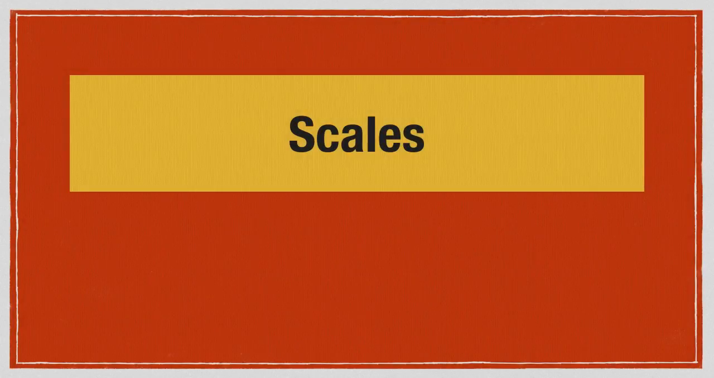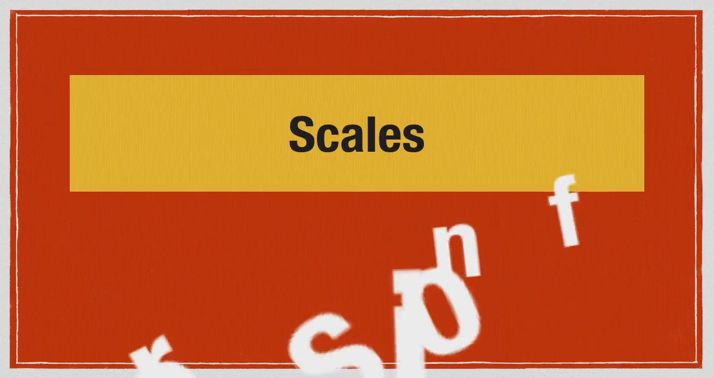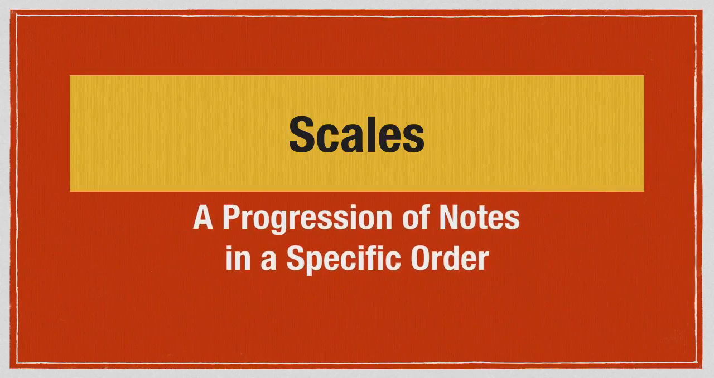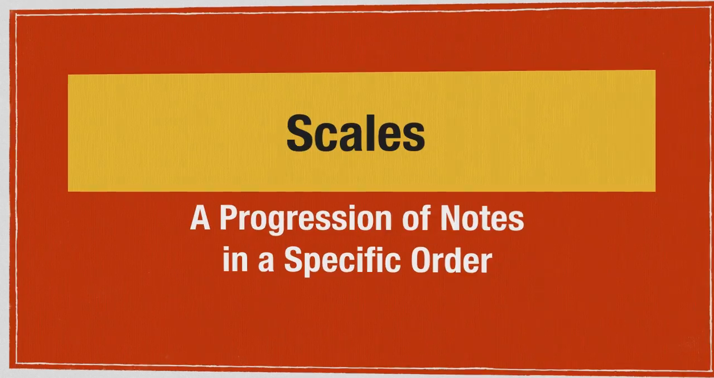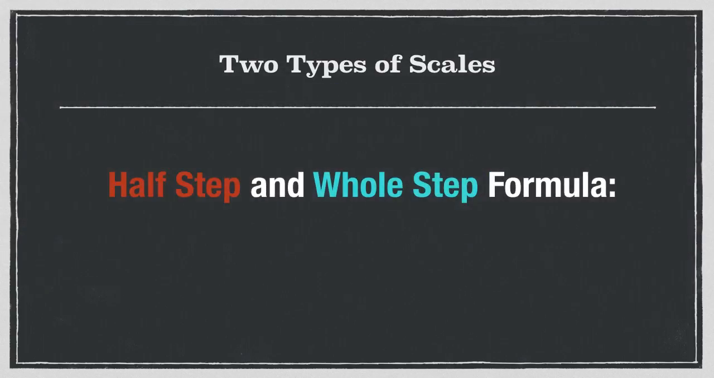In this lecture, we will discuss the basics of scales and why they are important when studying music. Scales can be defined as a progression of notes arranged in a specific order. There are many different types of scales, and they all follow some sort of half-step and whole-step formula. For the blast-off level, we will focus on the two most common scale types, major and minor.